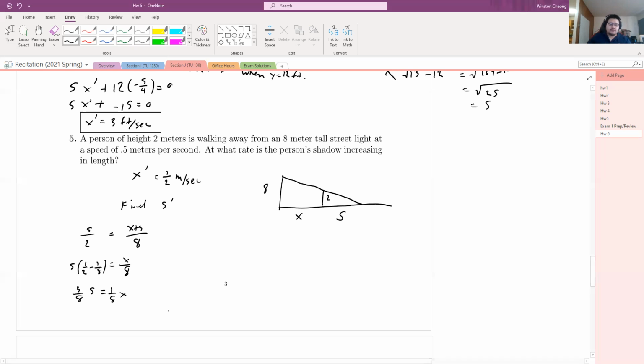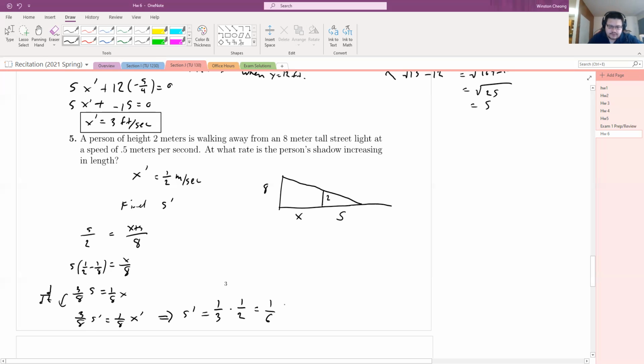Well, what's helpful then is if we take the derivative, then we're going to have a relationship between x prime and s prime. We know x prime, and we're looking for s prime, so then we'll be done. So we just take that derivative with respect to time. We end up with 3 over 8 s prime is equal to 1 over 8 x prime. Maybe that's why I used d, because I didn't want to have to enunciate so much. We're looking for s prime, so we get 1/3, and then what's x prime? X prime is 1/2, so we get 1 over 6.